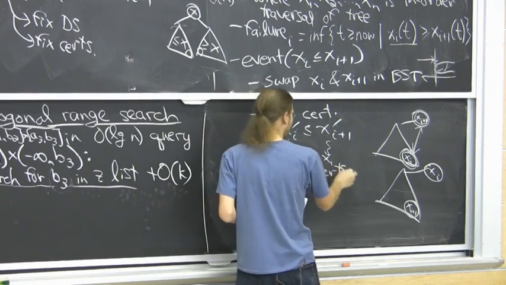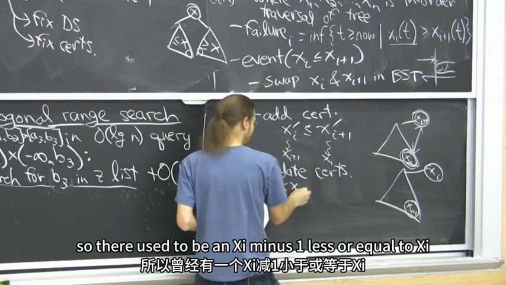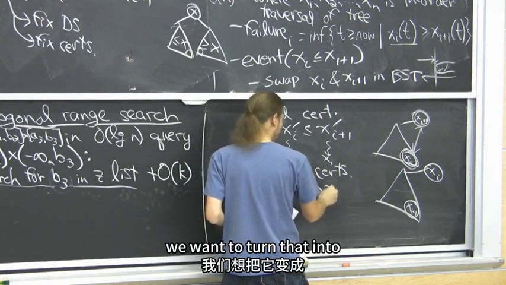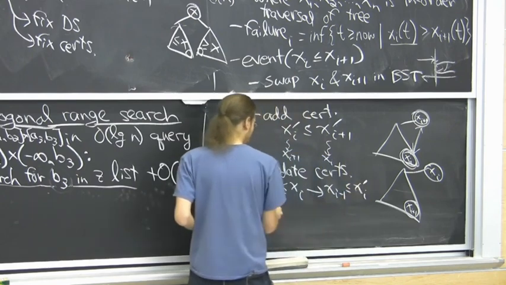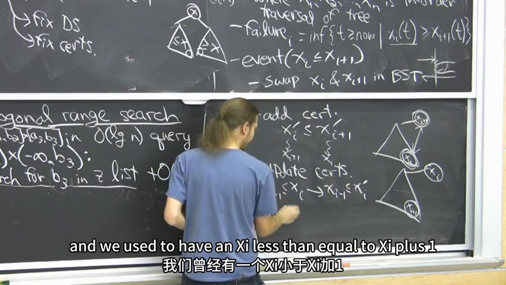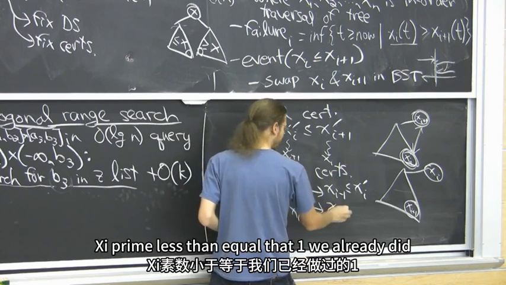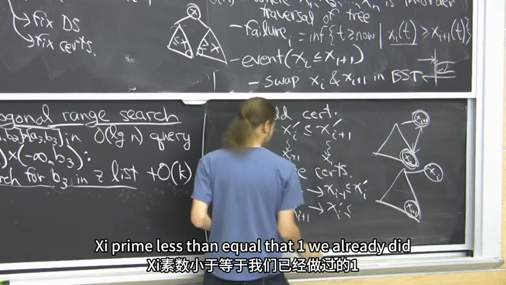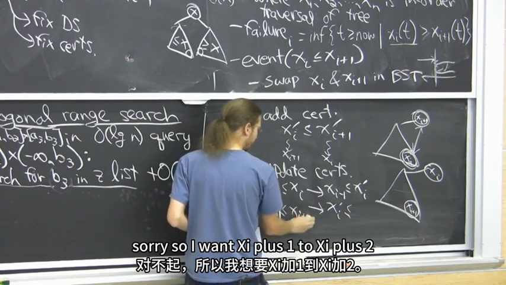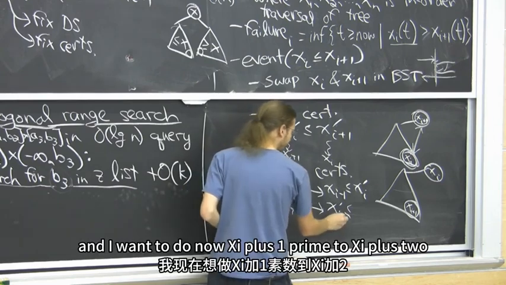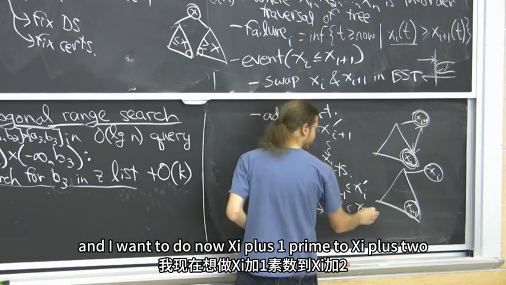We also need to update certificates. So there used to be an xi minus 1 less or equal to xi. We want to turn that into xi minus 1 less or equal to xi prime. And we used to have an xi less or equal to xi plus 1. We want to turn that into xi prime less than or equal, oh, that one we already did. Sorry, so I want xi plus 1 to xi plus 2. And I want to do now xi plus 1 prime to xi plus 2.